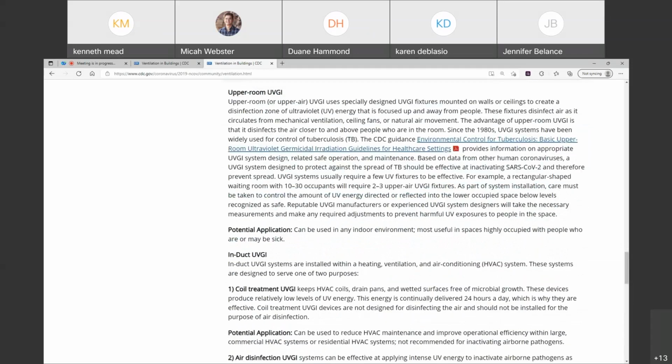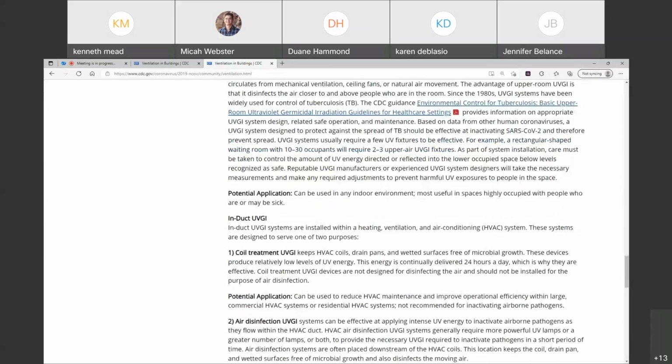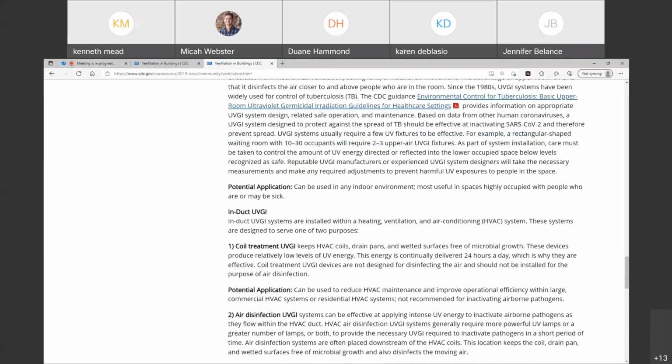You can see there that CDC has had a guidance document out since the 1980s regarding upper room UVGI, and that was initially applied towards tuberculosis, but I can tell you that SARS-CoV-2 is a heck of a lot easier to deactivate than tuberculosis. We know that now at this point in the pandemic, and so I would not be concerned about an appropriately designed system that uses that technology.